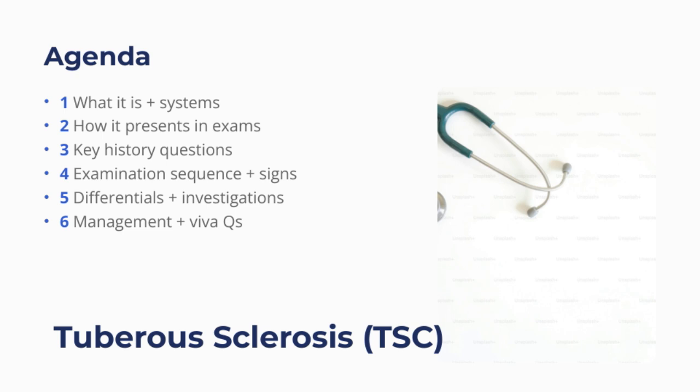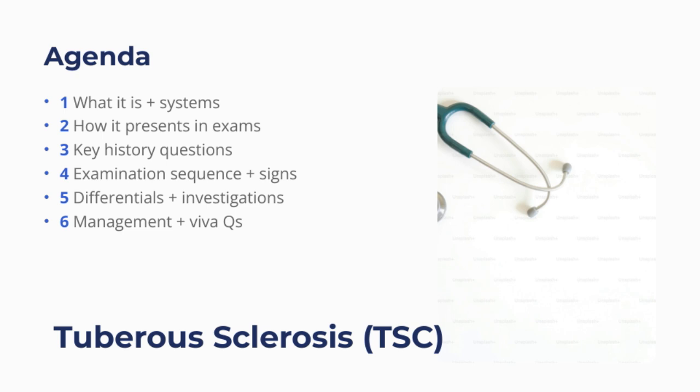Then, we'll cover the key questions to ask during the patient's history. Important points include family history, any seizure activity, developmental milestones, and specific skin or organ-related symptoms. These questions help piece together the clinical picture. Following that, we'll go through the examination sequence and signs to look for. This includes inspecting the skin thoroughly, checking neurological function, and assessing other affected organs. Spotting characteristic signs can guide us toward the diagnosis.